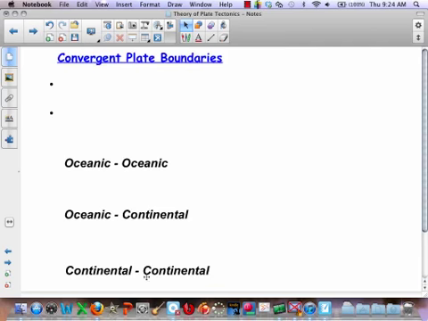All right, so let's talk about convergent boundaries. On the convergent boundaries, again, what does that mean? To converge means to come together. So we have two plates that are colliding. They're basically moving toward one another.